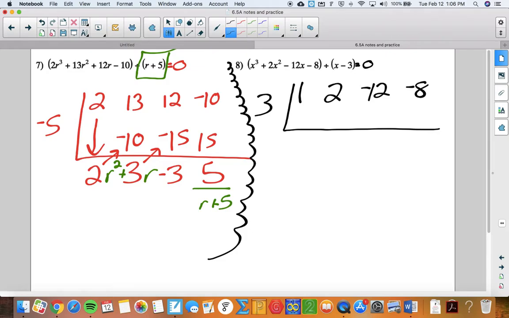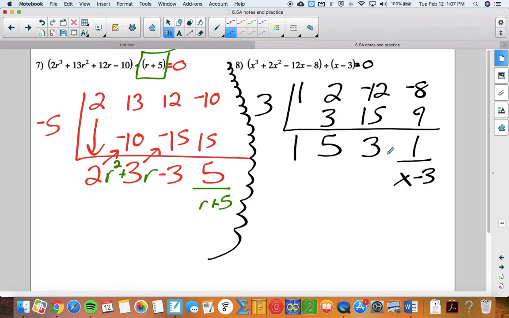Drop down your leading coefficient. Multiply it with your multiplier. 1 times 3 is 3. Add it together. Now 5 times 3 is 15. Add it together. 3 times 3 is 9. Add it together. 1. That's your remainder. Put it over this binomial. 1 over x minus 3. Right? Because we always put that remainder over what we were dividing by.